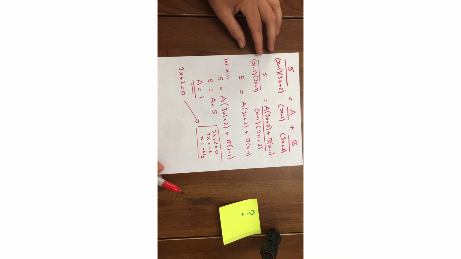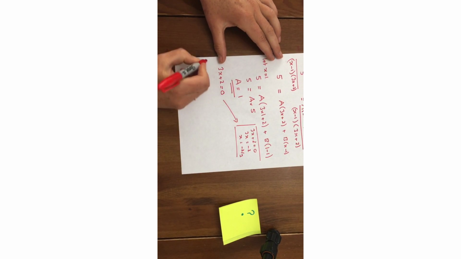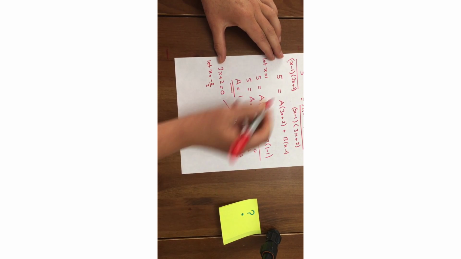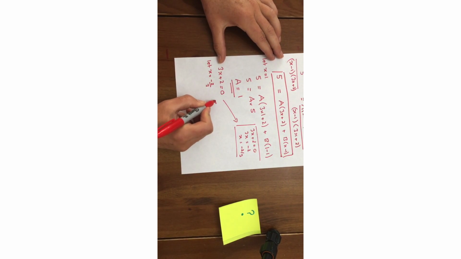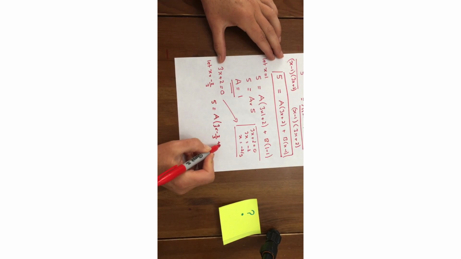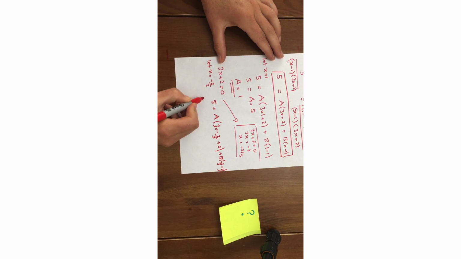Okay, so I'm going to say let x equal minus 2/3. I'm going to put that into this equation here. So we'll have 5 equals A times 3 times minus 2/3 plus 2. We know that's going to go to 0. Plus B times minus 2/3 minus 1. So I've got 5 equals, this is 0.